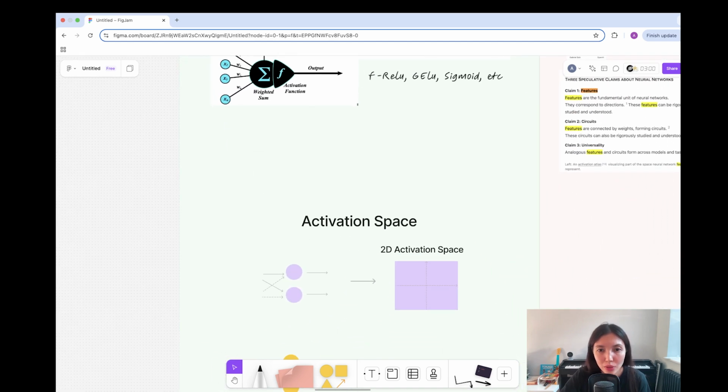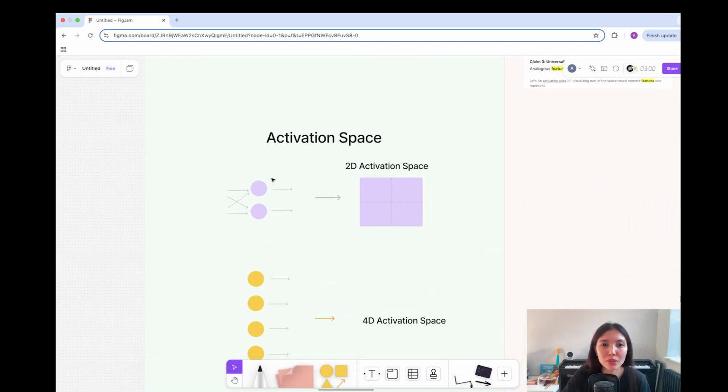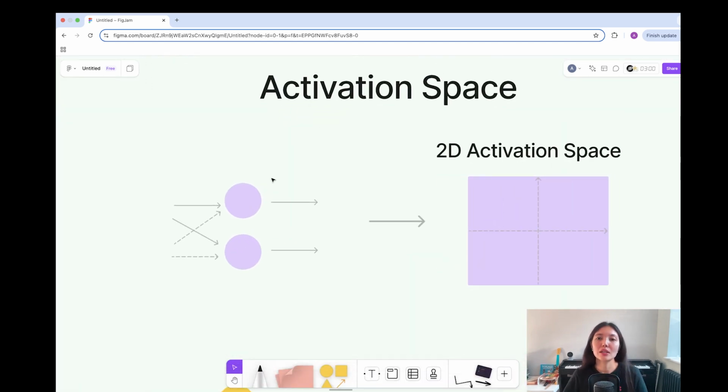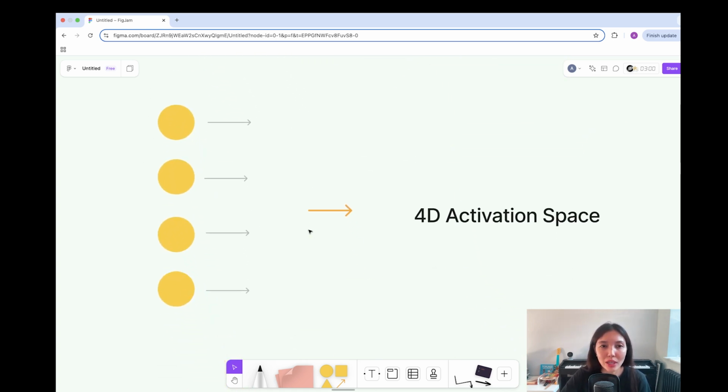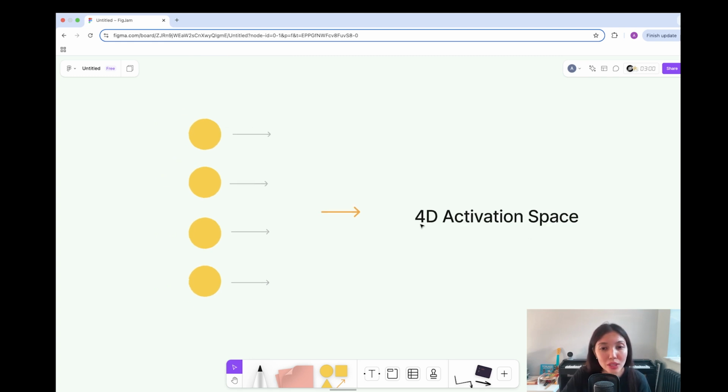In a neural network, neurons are formed into layers, and this is an example of a layer with two neurons, and the activation values of these neurons form a vector. And we say that this vector lives in an activation space. In this example, the dimension is 2. In another example of a layer with 4 neurons, the activation space dimensionality is 4D.